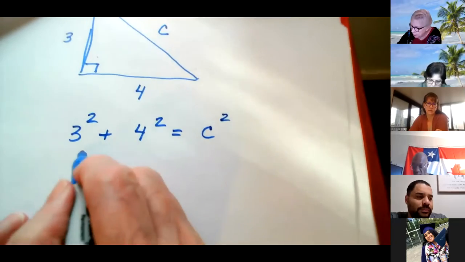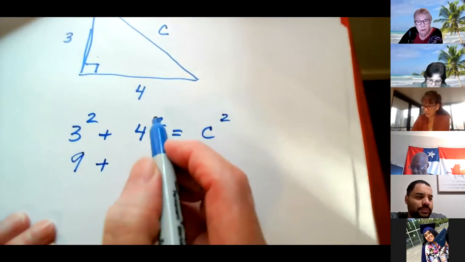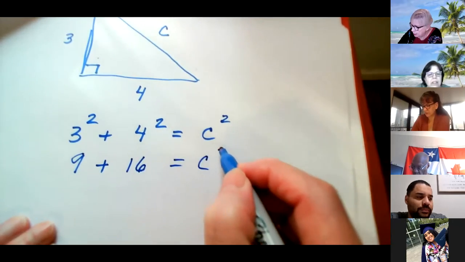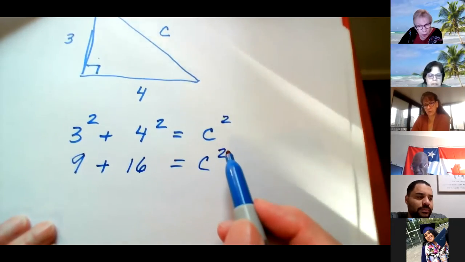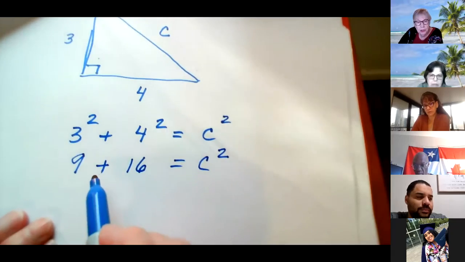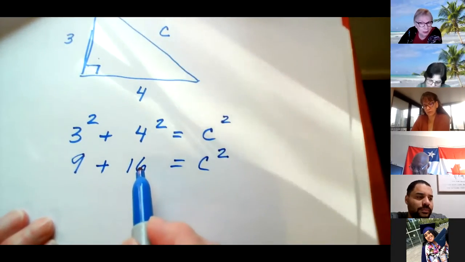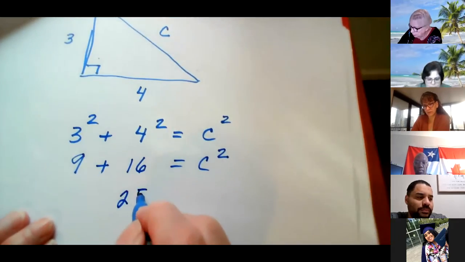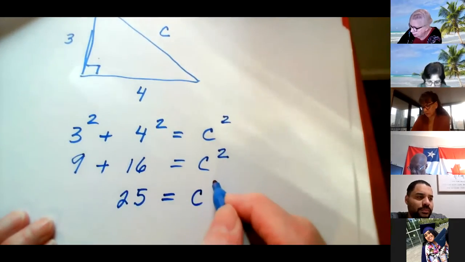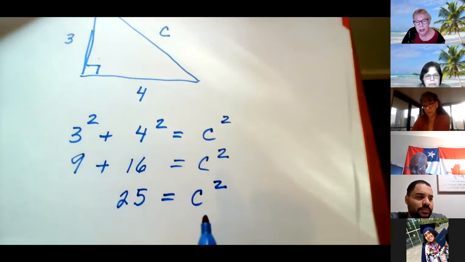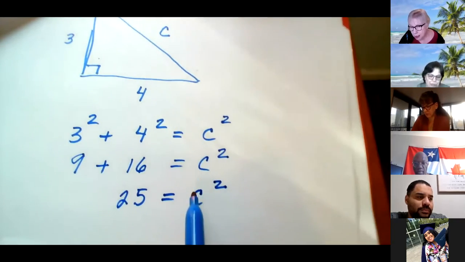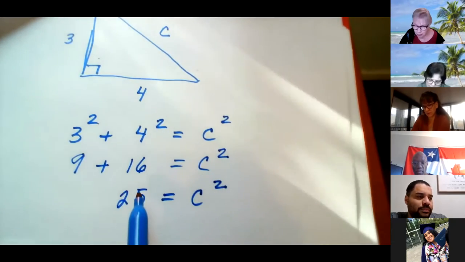But 3 squared is 9. 4 squared is 16. And together that makes the answer squared. So now this is a little equation, but we can do it. 9 and 16 is 25. You see where this is going? So my answer is not 25. It's my answer squared is 25.